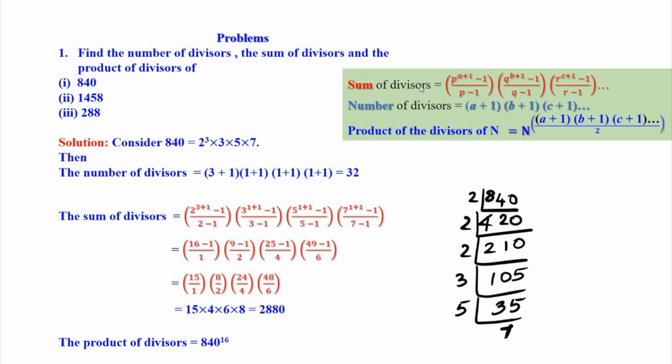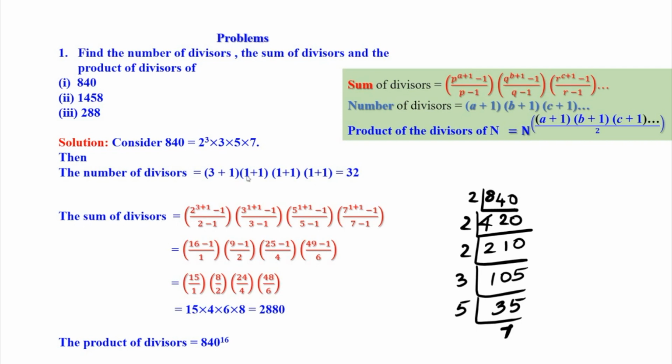Now using this formula, we can find the number of divisors. This is of the form p^a, q^b, r^c, s^d, so the number of divisors is (a+1)(b+1)(c+1)(d+1). Here a, b, c, d are 3, 1, 1, 1. So when we find the product, we get 32.